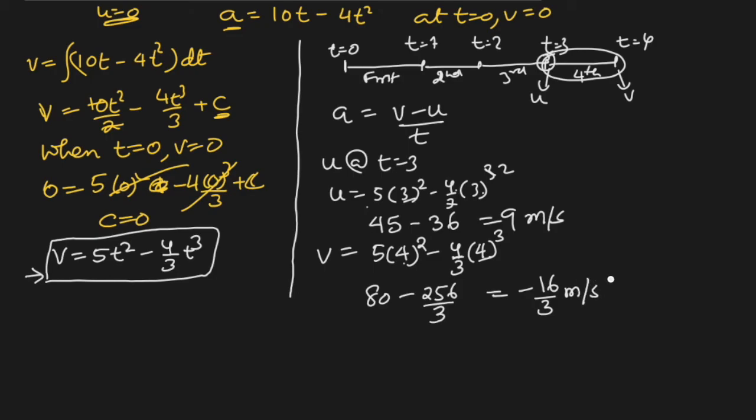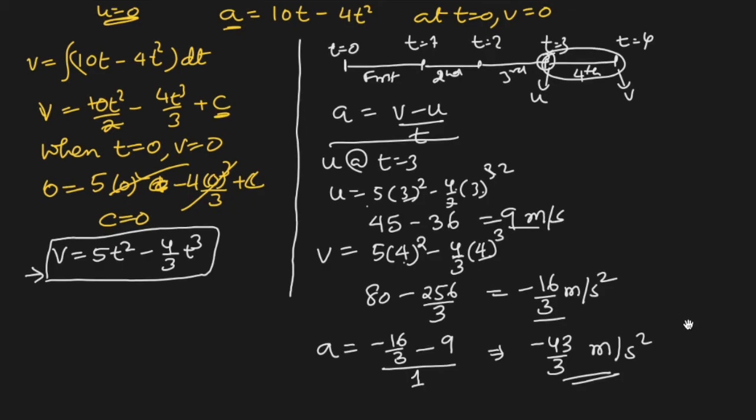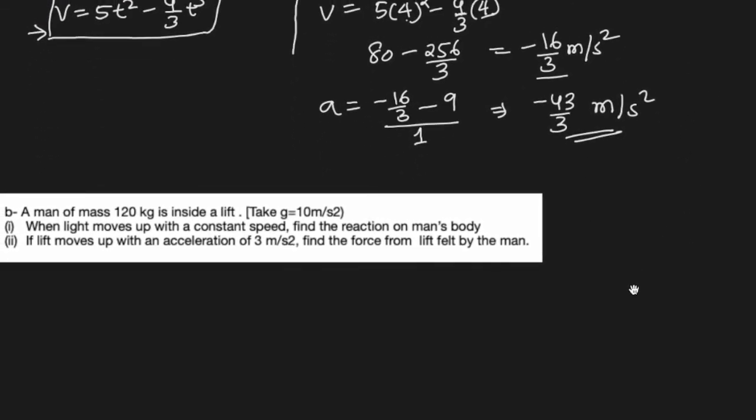That means it was moving in opposite direction, right? So our acceleration is this. V, the final velocity, is minus 16 over 3, minus u, which is 9 meters per second, and divide by time. And during this whole thing 1 second passed, yeah. So it will become how much? Minus 27 minus 16, minus 43 over 3 meters per second squared. This is the acceleration. Or if you want to convert to decimal, you can convert.